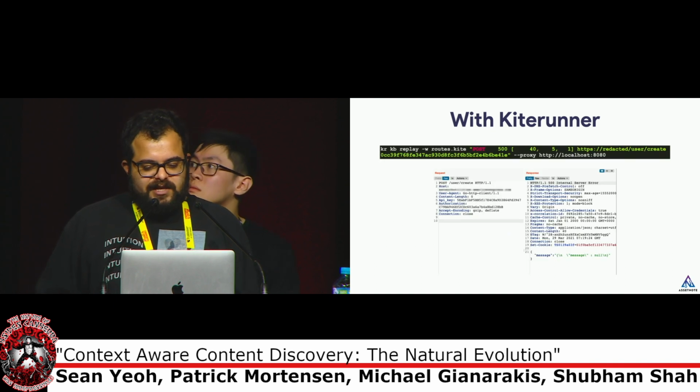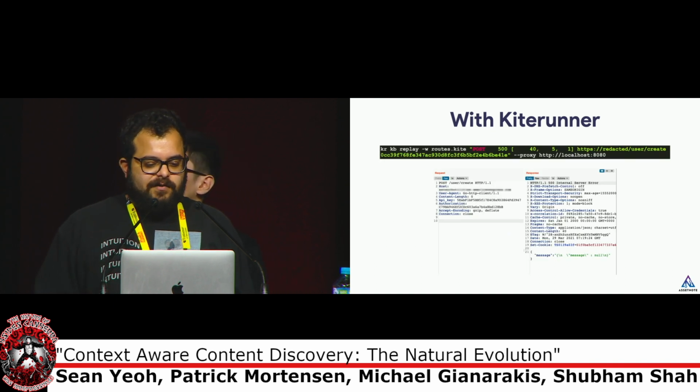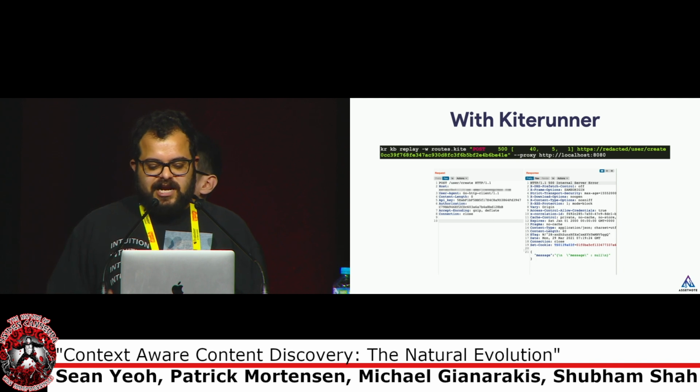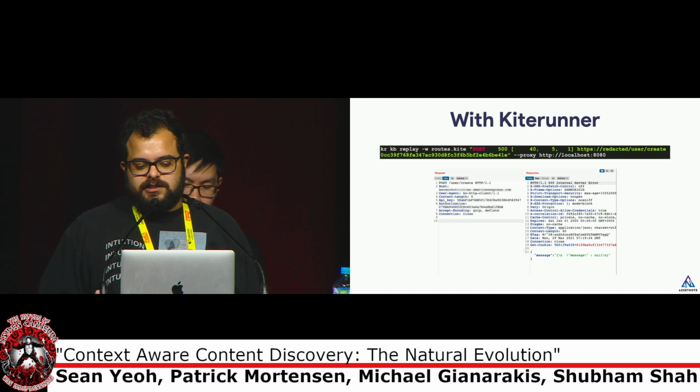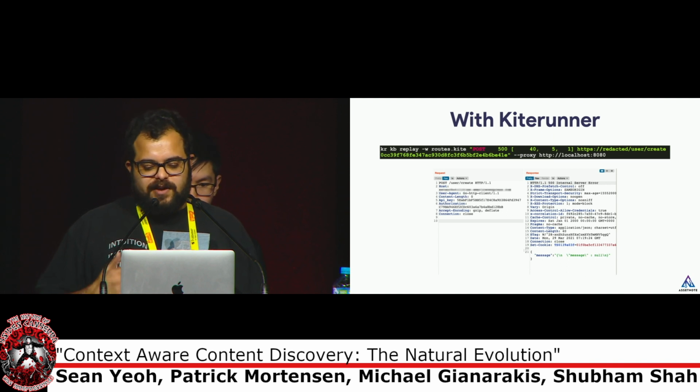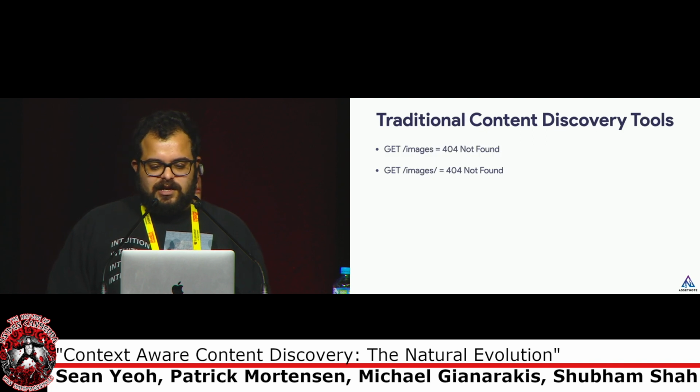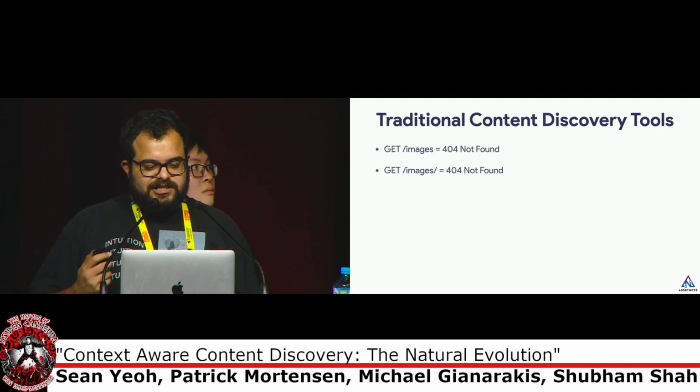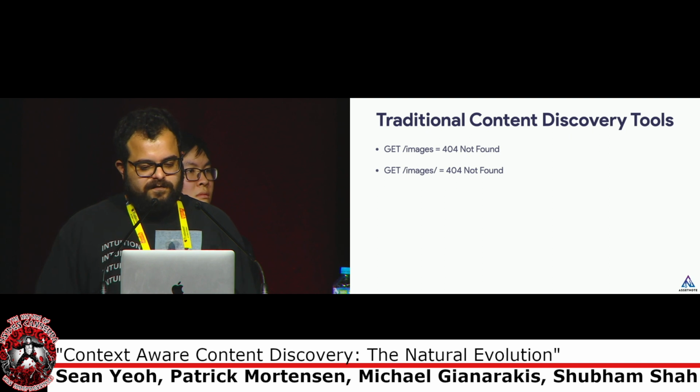So we can replay this request by using Kiterunner's replay feature, and we can see that it actually responds with a JSON error. With some more analysis, we used Param Miner to guess the rest of the parameters, and we were able to register users using this endpoint. Another example is, /get/images is a 404 not found.